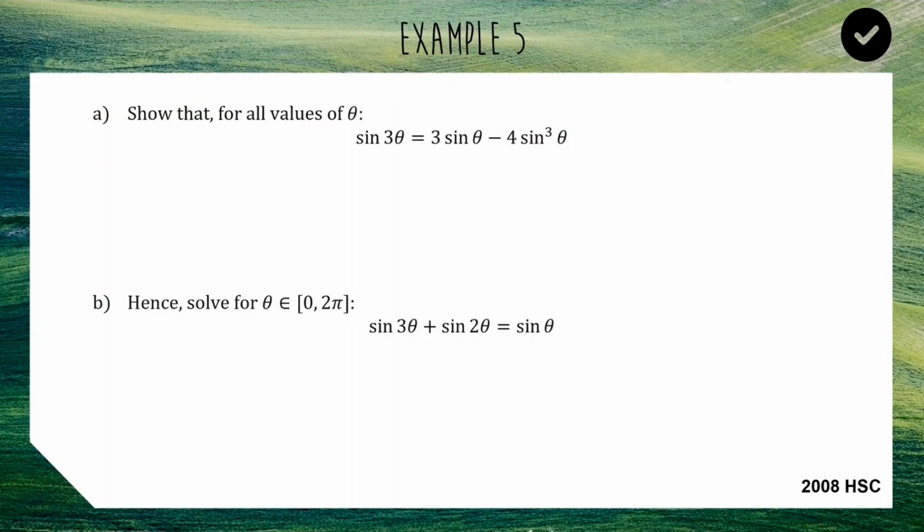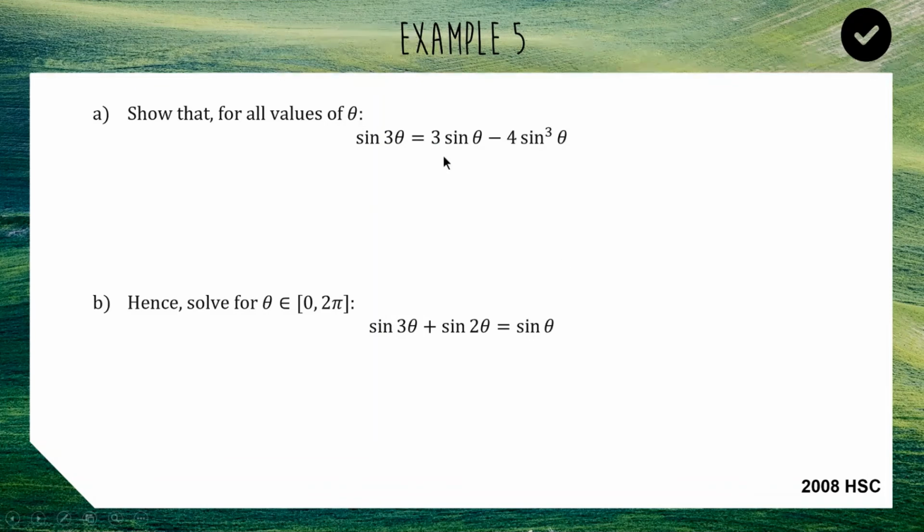This is from the 2008 HSC paper. We are going to show that for all values of theta, sine of 3 theta is equal to 3 sine theta minus 4 sine cubed theta. All right, and using that information, we are going to solve the equation in part B.